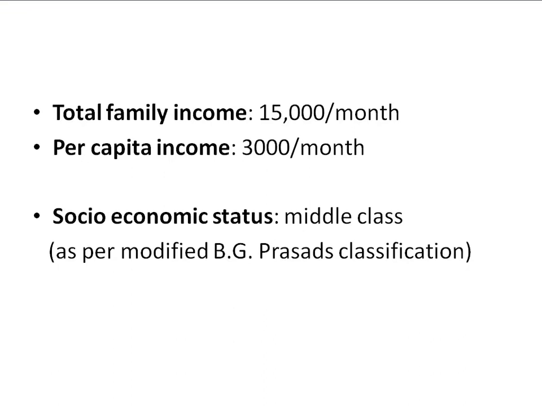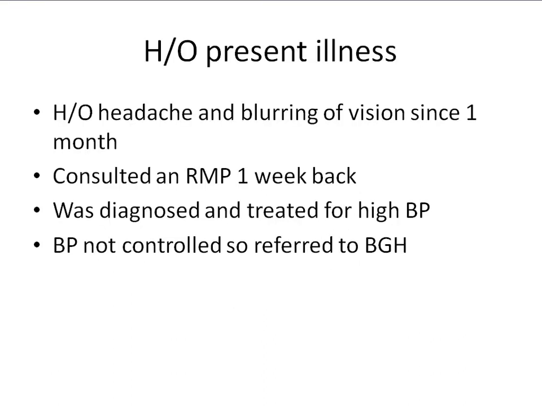Everyone needs to keep in mind what the modified BG Prasad classification is, and the only thing it depends on is per capita income. So, history of other illness: he has a history of illness in the past. He consulted, and he was treated at the clinic itself and it was basically controlled. Then he went to the hospital.